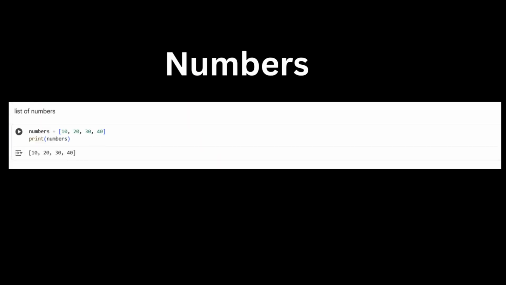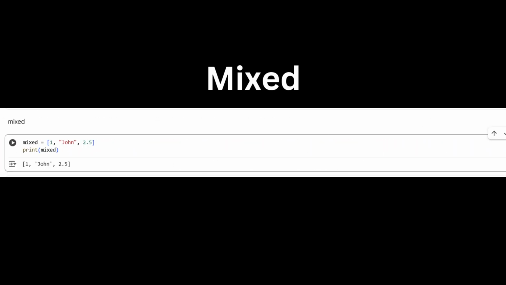Lists can also store numbers. You don't need quotes for numeric values. Just write the digits directly. Python even allows lists with mixed data types, numbers, strings, or floats together. This flexibility makes lists very powerful.